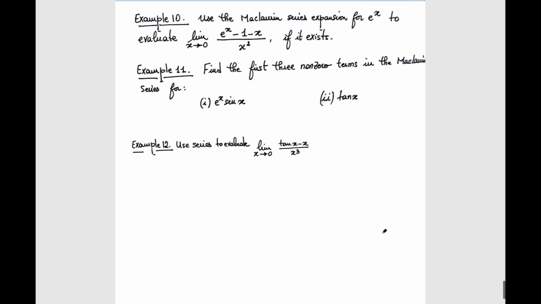Example 10. Use the Maclaurin series expansion for e to the x to evaluate the limit as x goes to 0 of this function, if it exists. This is an indeterminate form of the form 0 over 0. If you replace x by 0, you get 0 upstairs, 0 downstairs. So L'Hopital handles it for sure because the functions are differentiable, but we're not going to do it using L'Hopital. I'm going to do it using Maclaurin series as they requested. Okay, so let's do example 10.